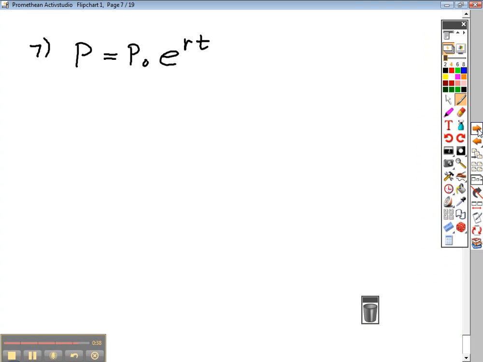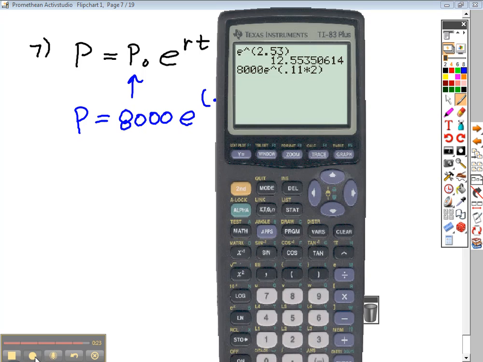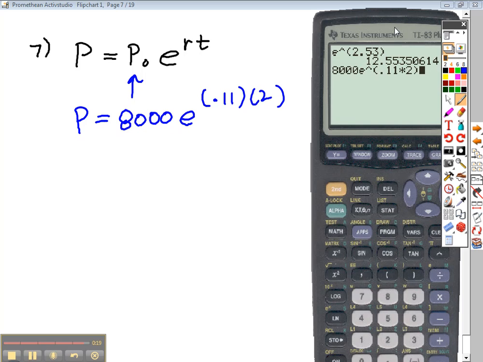Let's look at the next problem. Okay. Plugging in the numbers, you know that 8,000 is invested initially. E is just a number. The interest rate they give you is 11%, so that's 0.11. And then the time is 2 years, and I'm trying to figure out P. Here's how it's going to look on the calculator. Keep in mind that I put the whole thing in parentheses, and then if I hit enter, you get $9968.61.